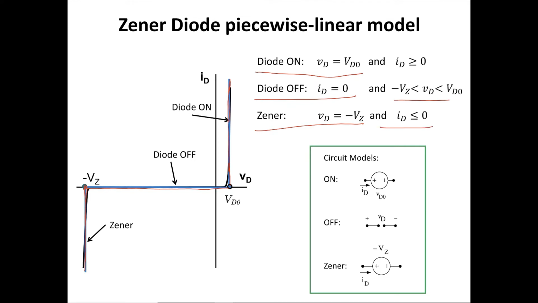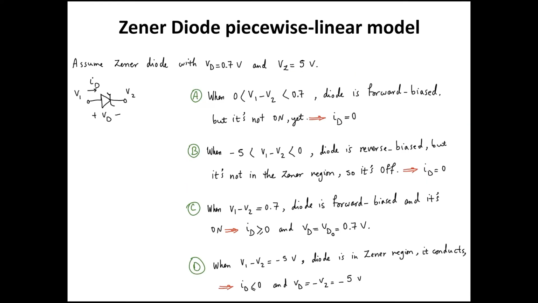So there are 3 circuit models for the Zener diode. When it is on and conducting, we can replace the Zener diode with a constant voltage drop model just like before. When it is off, we're going to replace it with an open circuit, and when it is in the Zener region, again we can replace it with a constant voltage drop model, but VD in this state is going to be equal to negative VZ.